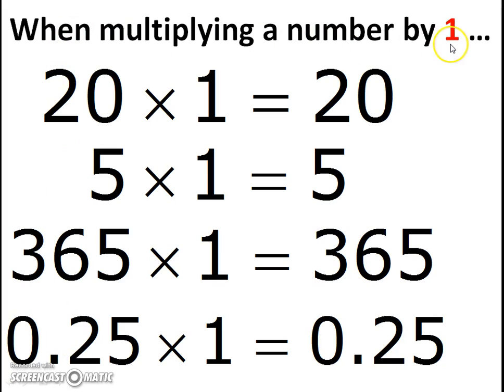When multiplied by 1, such as 20 times 1 equals 20, 5 times 1 equals 5, 365 times 1 equals 365, 0.25 times 1 equals 0.25. When you multiply by a factor of 1, the product will be the exact same number as the original factor.